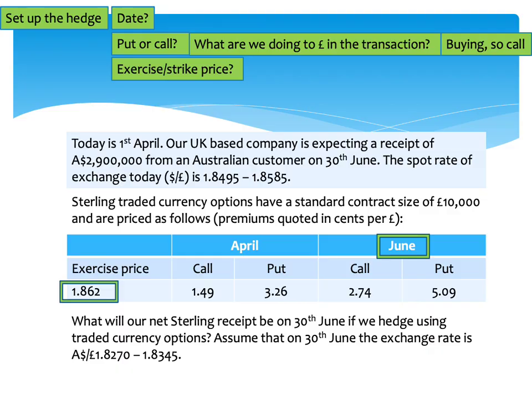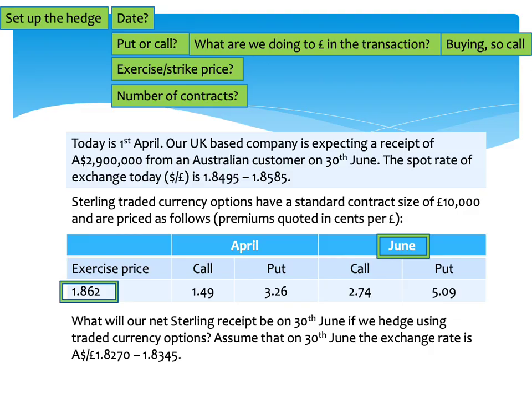The fourth thing that you need to do to set the hedge up is decide on the number of contracts. Now, watch out with this one because it's a little bit more fiddly than it perhaps feels like it should be at first glance. We've got 2.9 million Australian dollars coming in. That's the transaction that we're trying to hedge. Now, if you have a look at the size of the contract that we are using for this, the traded currency options have a standard contract size of £10,000.